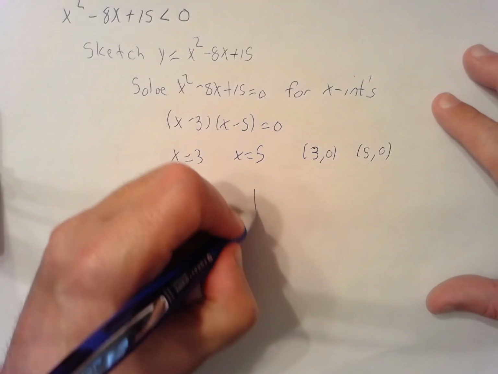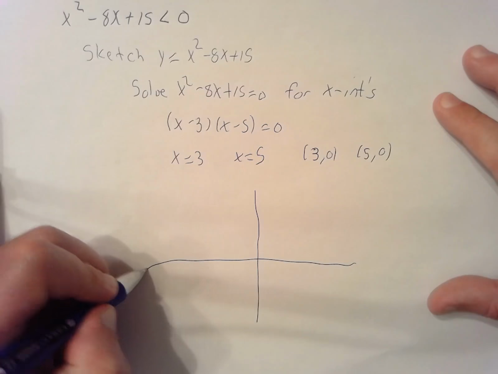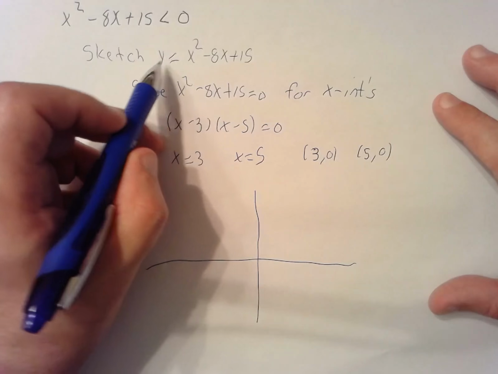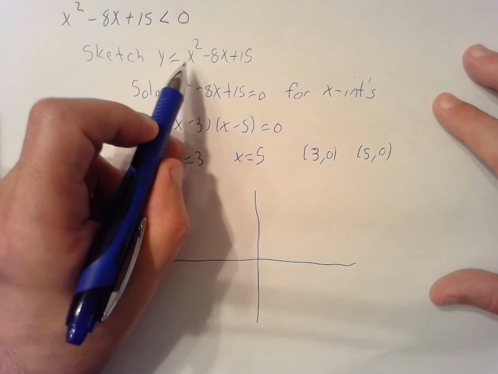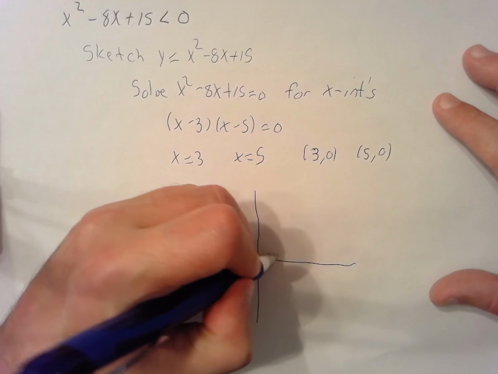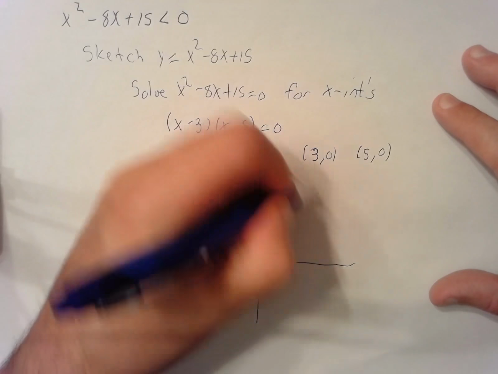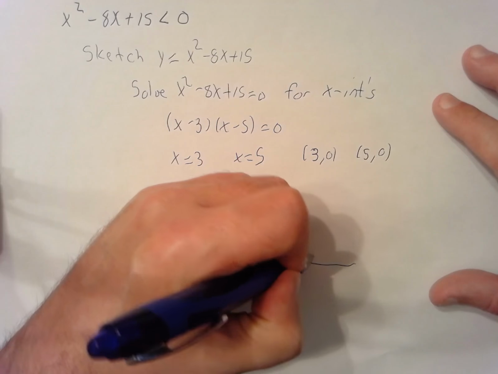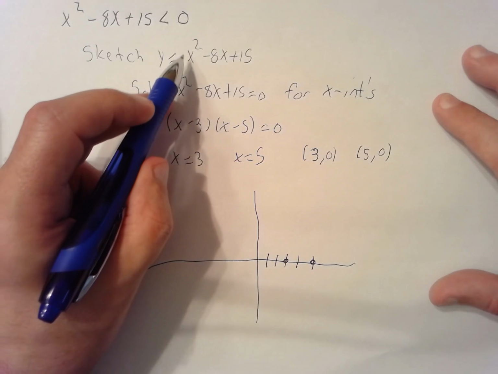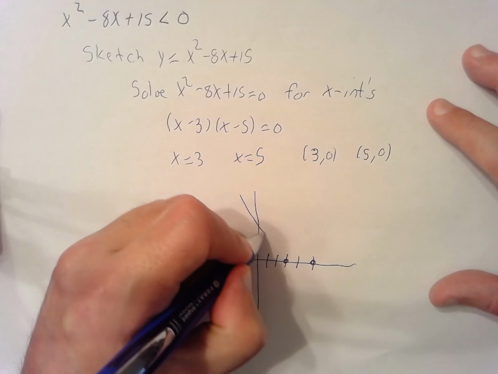Okay, now we quickly sketch the graph of this guy. Forget about the greater thans, the less thans. We sketch y equals x squared minus 8x plus 15. X-intercept at 3, 0. X-intercept at 5, 0. A is positive, so the graph points up.